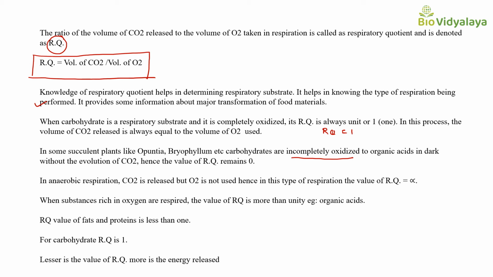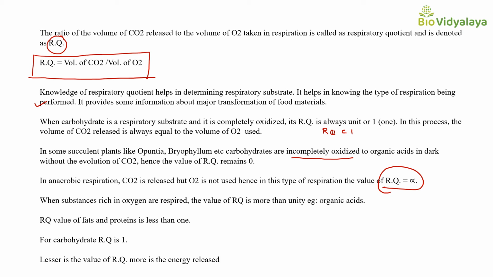In anaerobic respiration, carbon dioxide is released but oxygen is not used. Hence, in this type of respiration, the value of RQ is infinity. This is important. In anaerobic respiration, RQ will be infinity. For example, alcohol fermentation. When substances rich in oxygen are respired, the value of RQ is more than unity, more than 1.